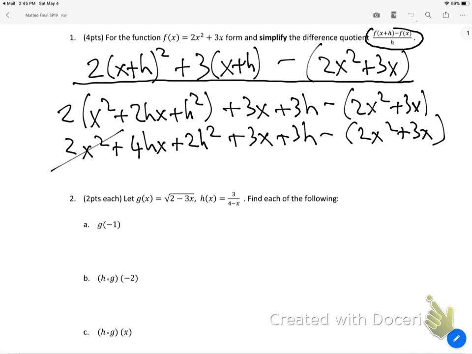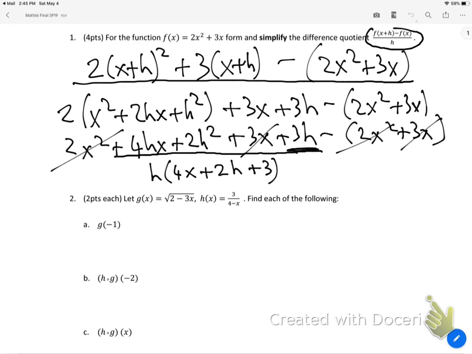The 2x squared minus the 2x squared over here. The 3x minus the 3x over here, okay? All that's left, if you'll notice, are terms with an h in them. That's what happens. They've all got h's. Because if I factor out an h, here we go, 4x plus 2h plus 3, okay, out of that one, and that one. Remember now, it's all over h. They'll cancel, and that will be your answer. 4x plus 2h plus 3. Okay, next one.